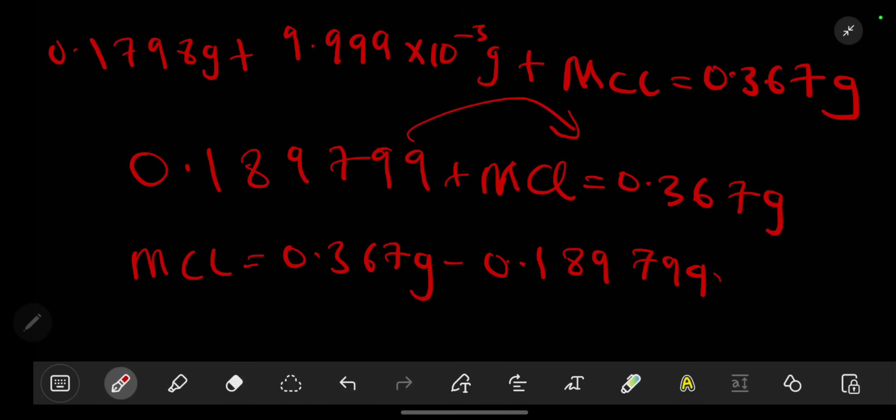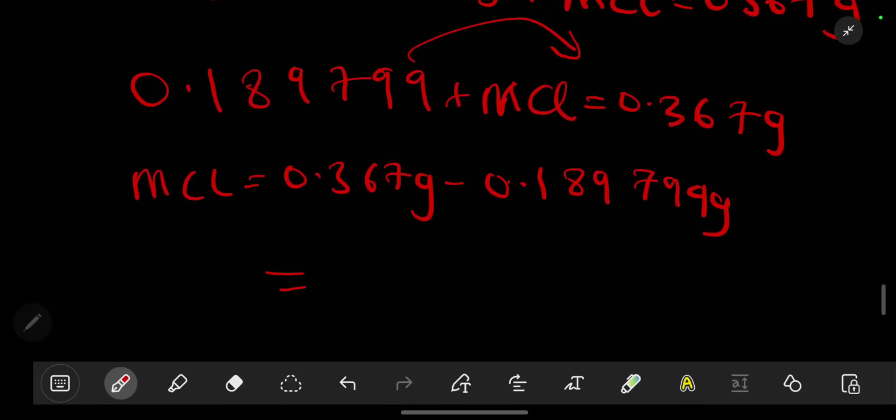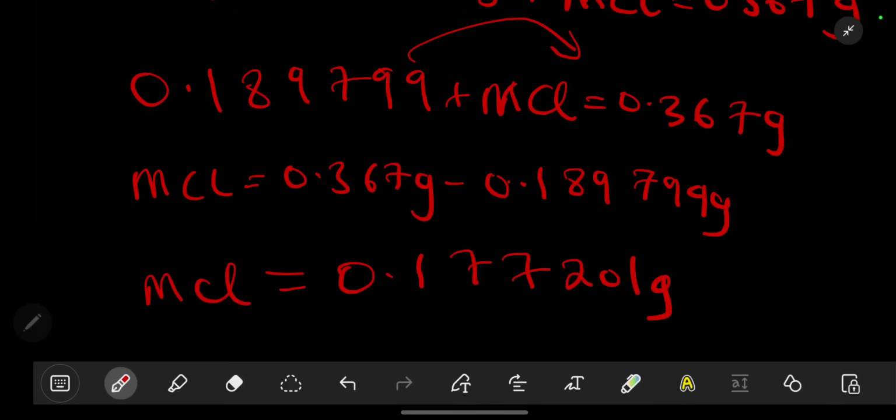0.189799 grams like that. So when we subtract, we are going to have 0.367 minus 0.189799, which is going to give us 0.177201 grams. So this is the mass of chlorine like that. So half of the problem has been solved.